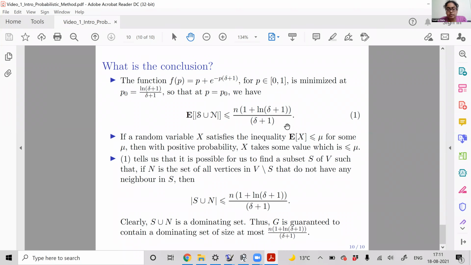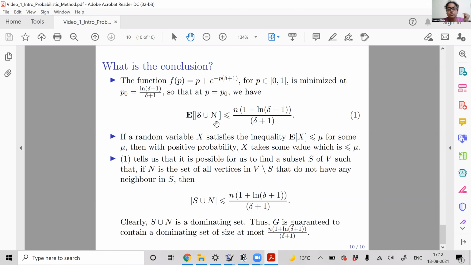What I'm doing is combining the inequality that I have found here with this general notion to say that, because the expectation of the size of script S union script N is bounded above by this quantity, there should exist a deterministic subset S of the vertex set of the graph, such that if capital N is the set of all vertices in the complement of S that don't have any neighbor in S, so capital N is basically what script N is to capital S. I'm taking the deterministic analogs now: script S's deterministic analog is capital S, and script N's deterministic analog is capital N.